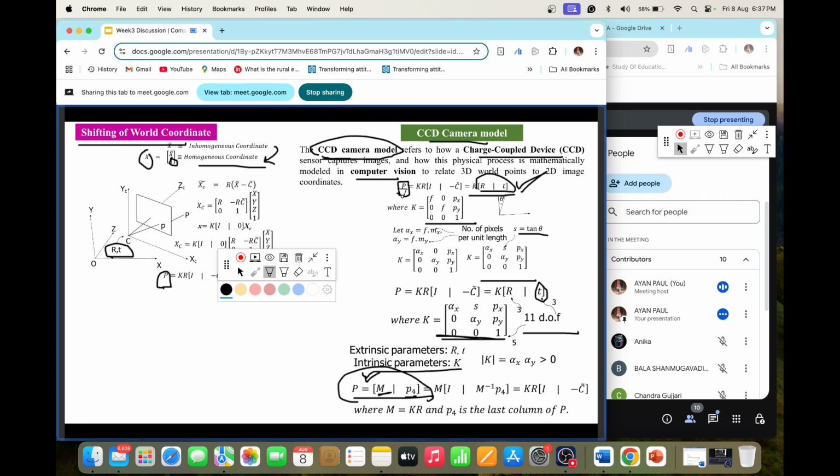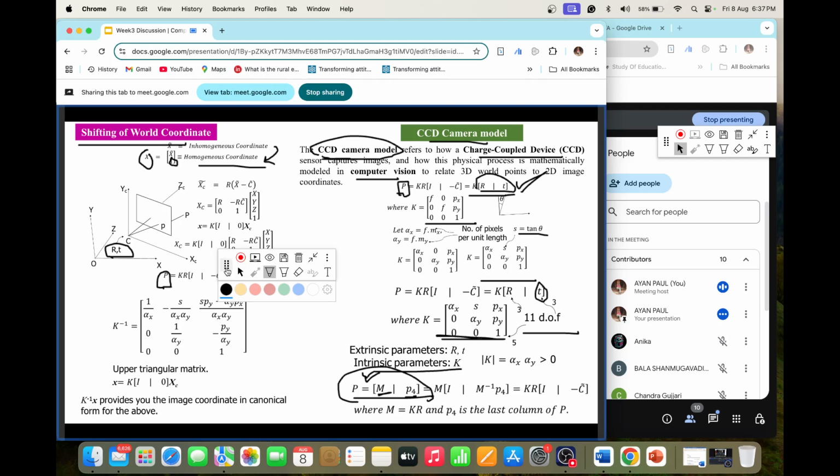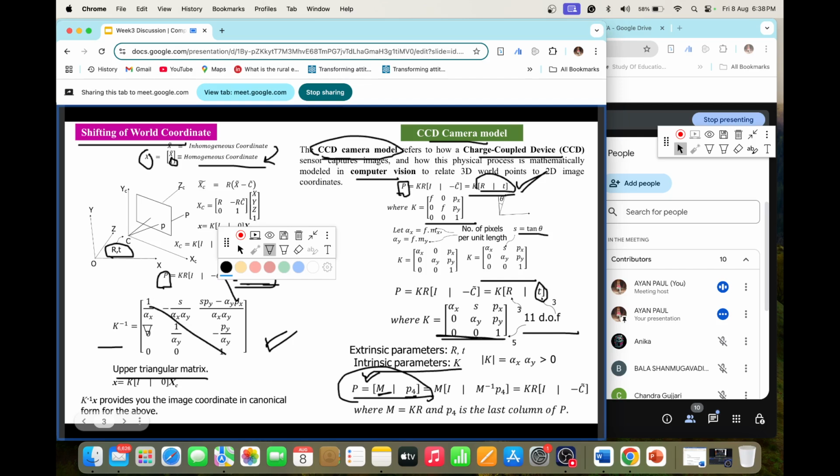Now if we are interested in finding the inverse of the K matrix, it can be calculated by this formula. Simply, if you are given the matrix, you can find its inverse and get the K inverse matrix. The property of the K inverse matrix is that it is an upper triangular matrix, which means below the diagonal all elements are 0. So this is a property of the K inverse matrix.